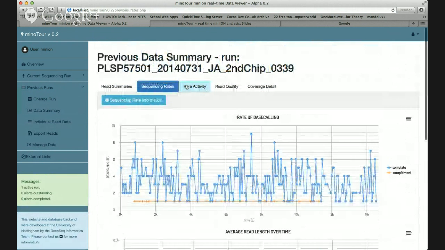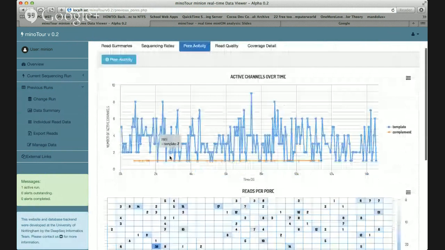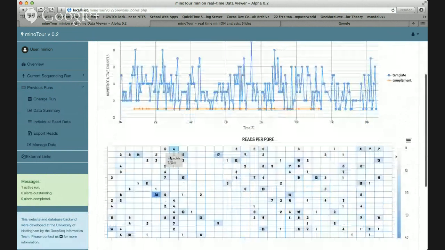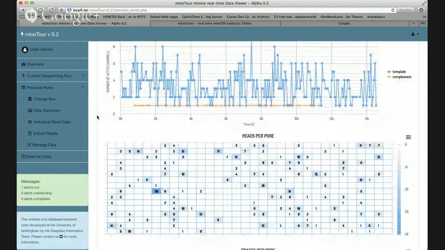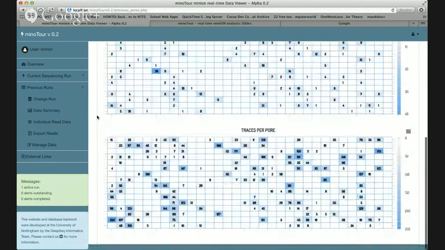We also plot the pore activity. So I'll show you, this is quite fun. The number of active channels. This then tells us what was happening here. We've got the number of reads per pore in this heat map here. And this is the number of reads that result in sequence. So the FAST5 files that were returned contain sequence data. And then there's a number here below, which is the number of traces. This is the number of FAST5 files that were returned per pore. And clearly there's an issue.